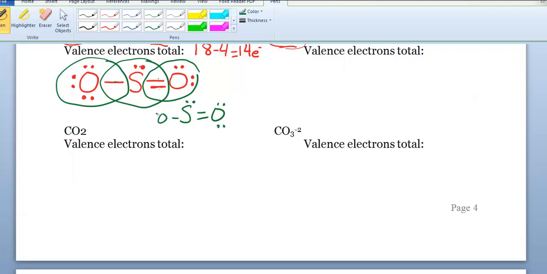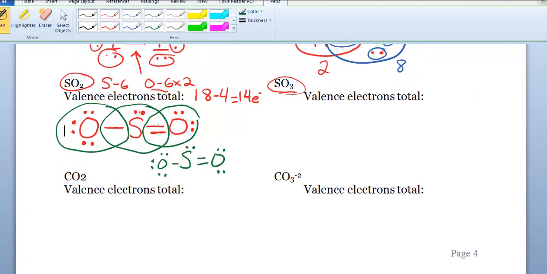There's a lone pair on the sulfur in the middle. There's a double bonded oxygen, and there is a single bonded oxygen. And we created a successful structure. All right, let's go to sulfur trioxide now.